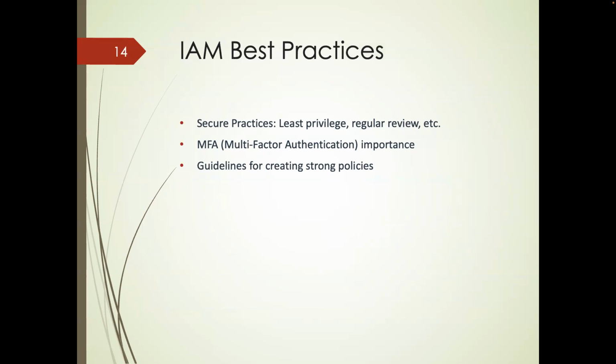Now, finally, we have something called IAM best practices. Let's spend some time and talk about some of the IAM best practices. So always make sure that you use the least privilege principle and keep reviewing the accesses periodically. It's very important. Always ensure to assign an MFA, that is multi-factor authentication, because having an MFA will ensure that only an authorized person is allowed to access an AWS identity. Then you should also follow the guidelines for creating strong policies, and always allow the principle of least privilege.